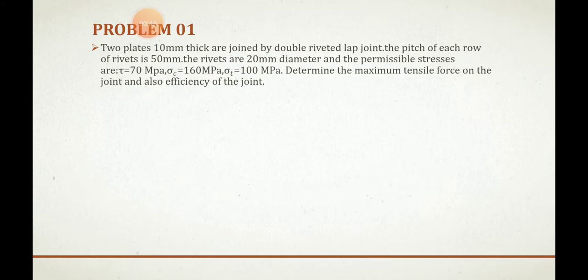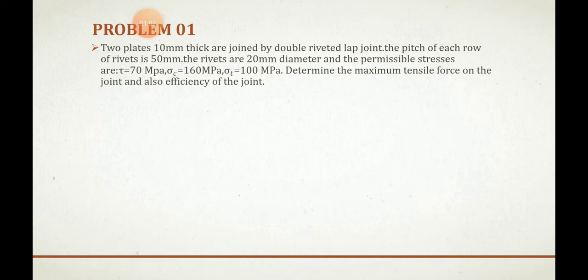And the permissible stresses are tau, that is shear stress, as 70 megapascal; sigma c, which is nothing but the crushing stress, 160 megapascal; and sigma t, the tensile stress, 100 megapascal. Now we have to calculate the maximum tensile force on the joint and also the efficiency of the joint.